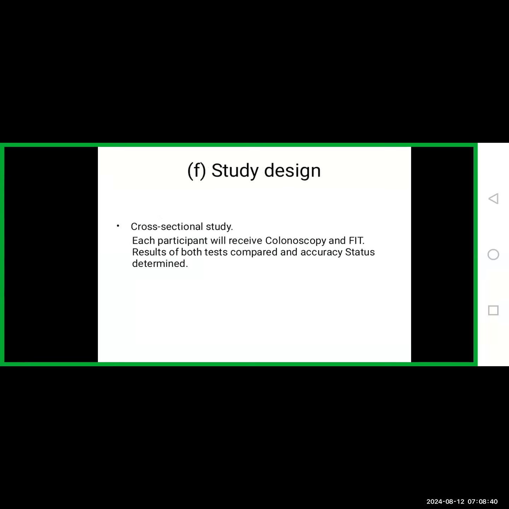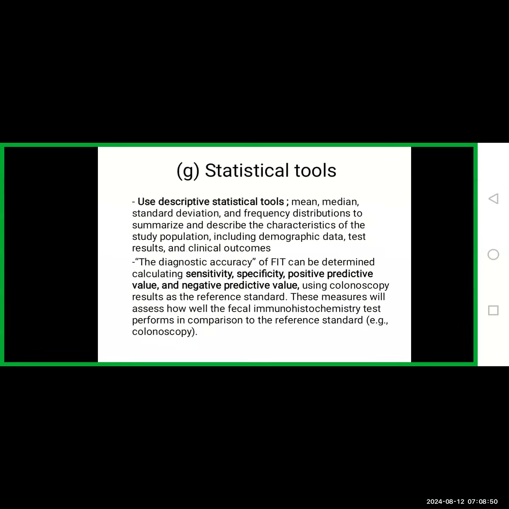The study design here is a cross-sectional study. Each participant will receive colonoscopy and fecal immunohistochemistry testing, the two tests, and the results of both tests compared and accuracy status will be determined.